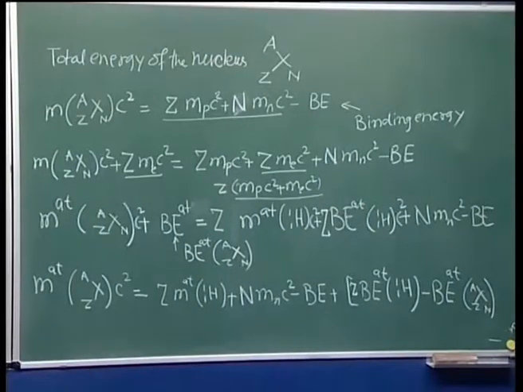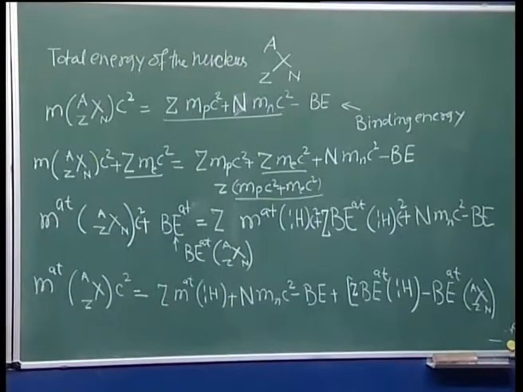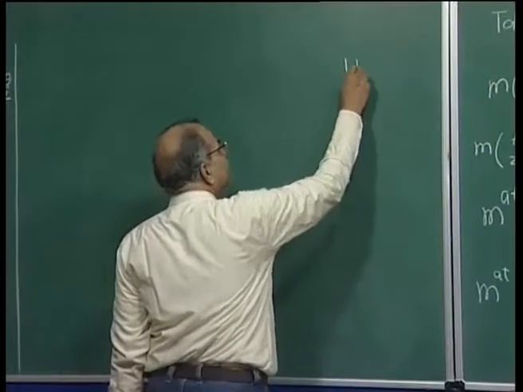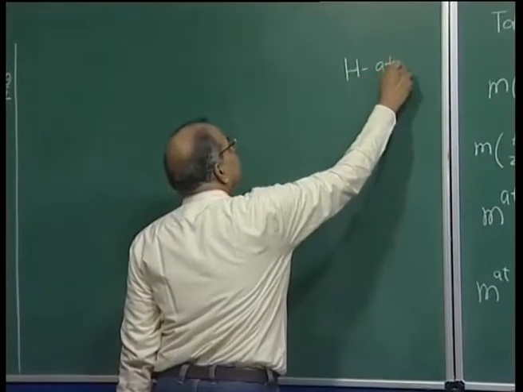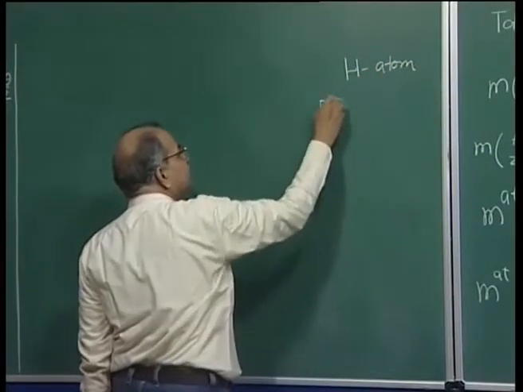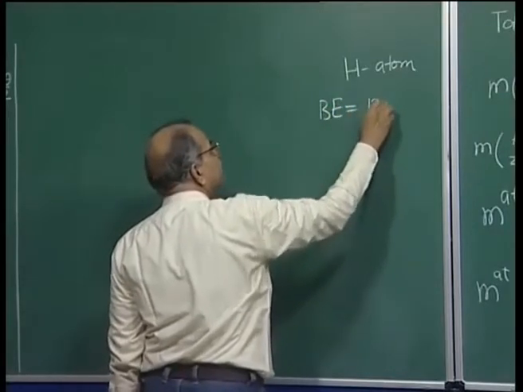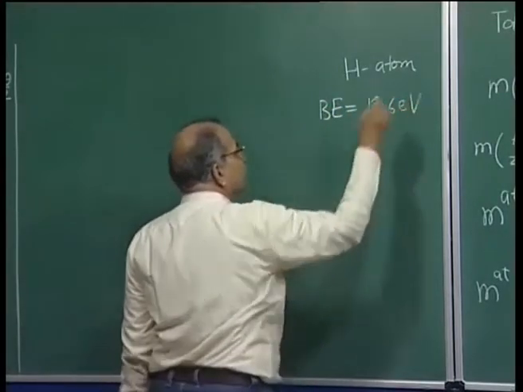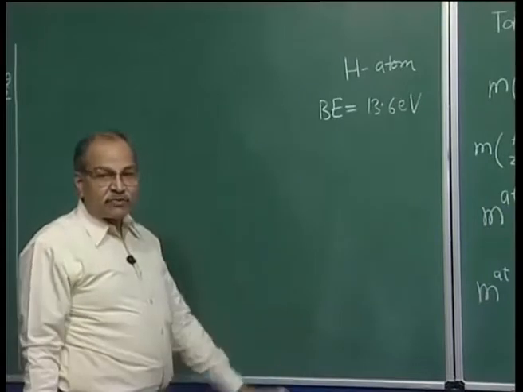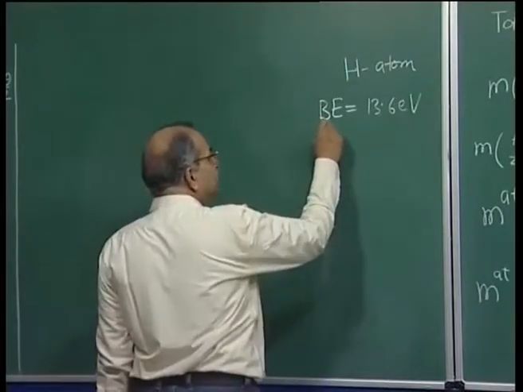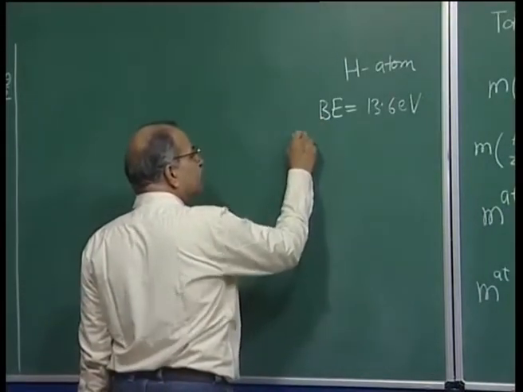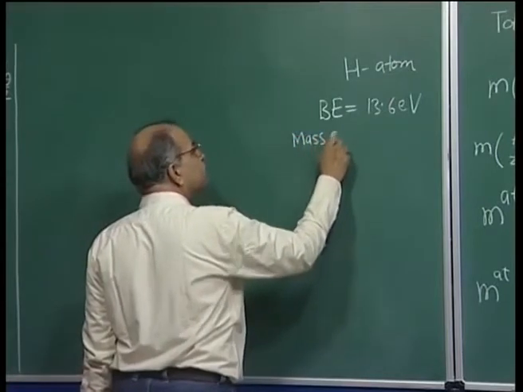Okay. Now, let us take some values. For hydrogen atom, how much is binding energy? Okay, 13.6 electron volts. What is the mass of the hydrogen atom? Mass energy?